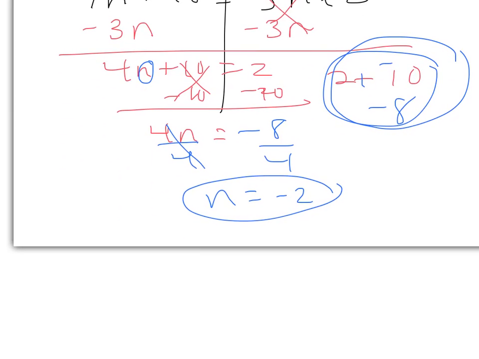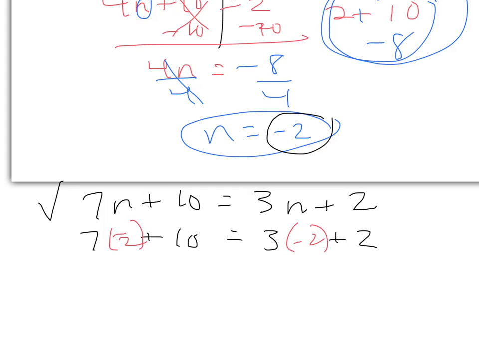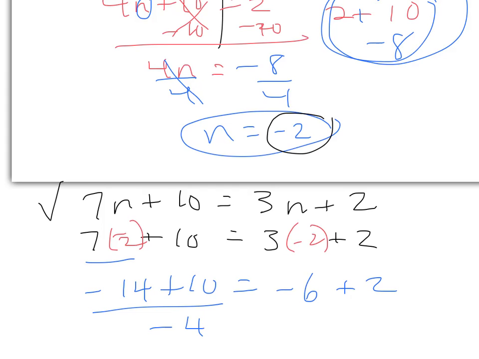I'm going to scroll up and check that one for you. So we have 7n plus 10 equals 3n plus 2. And wherever we see an n, we're going to plug in a negative 2. Okay, so I'm going to put a negative 2 here. I'm going to put a negative 2 here. All right, so 7 times negative 2 is negative 14 plus 10 equals 3 times negative 2 is negative 6 plus 2. All right, so this is going to give me negative 4, and this also gives me negative 4. Since we have equal answers on both sides of the equal sign, we did it correctly.